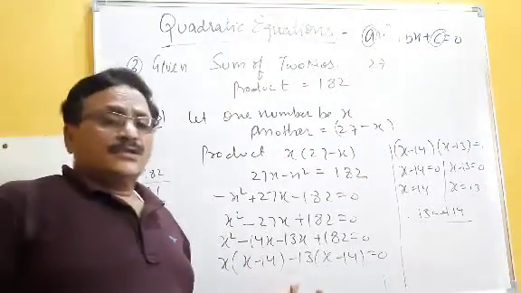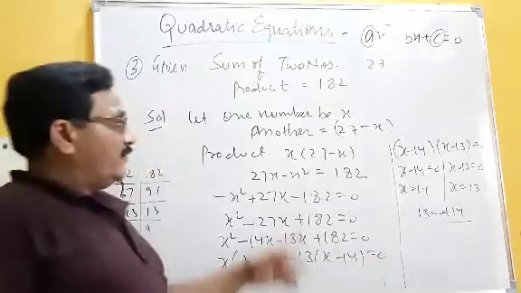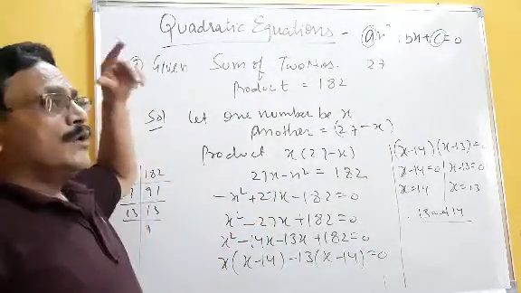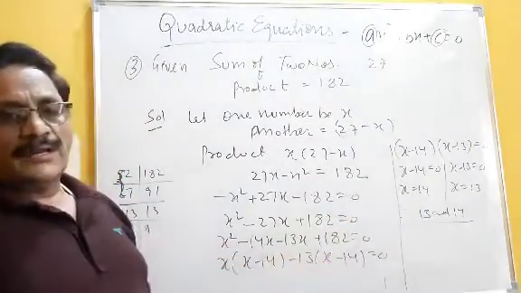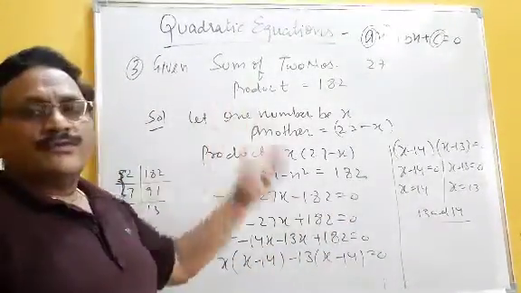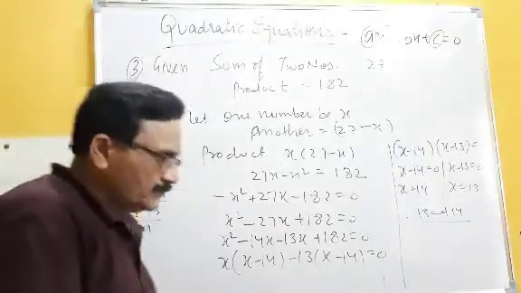You can check the answer. No need to see the answer from the answer sheet. If you have done correctly, you can check yourself. What was the question? The sum of two numbers 27, 13 plus 14. Their product 182. You found. Finish. See.